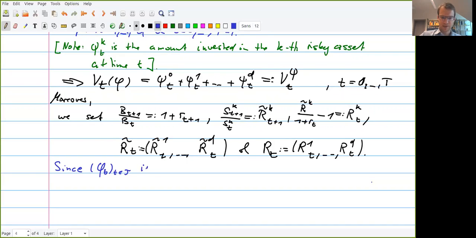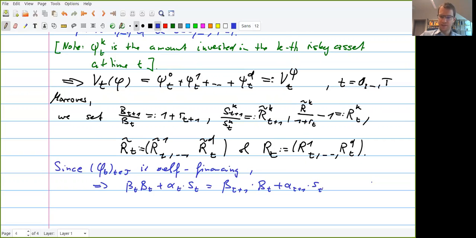So I have here my self-financing trading strategy. What do I have from this? This is the definition of self-financing. I know that the money I have at the end of the t trading period has to be the same as the money I have at the beginning of the t plus 1 trading period. So this is just the definition of self-financing.